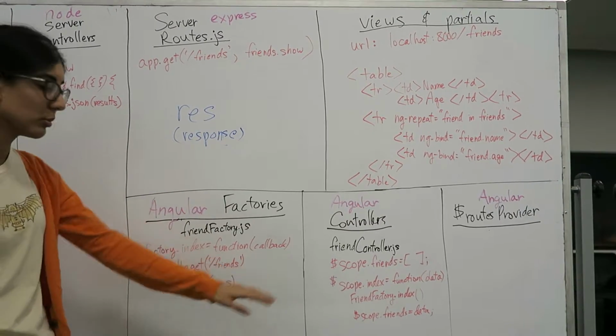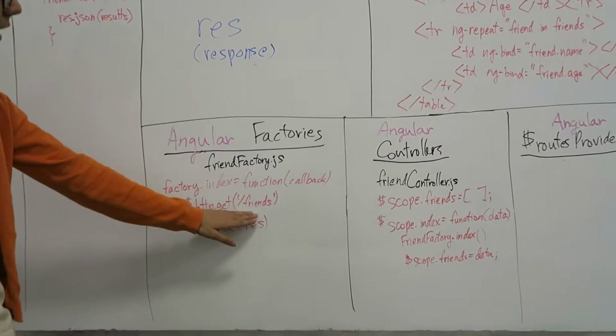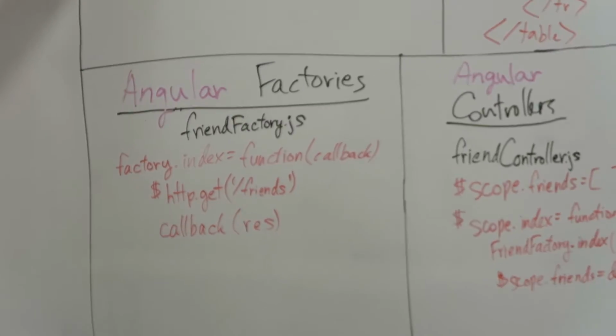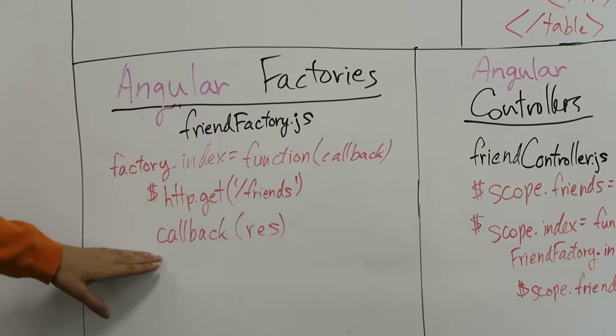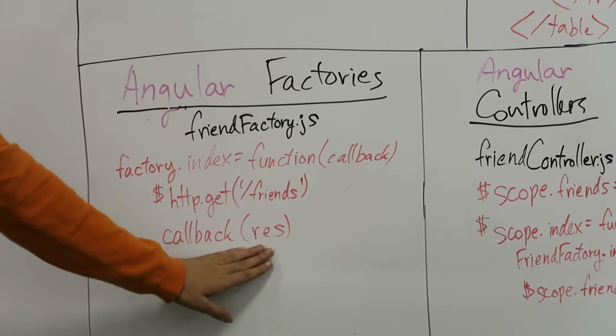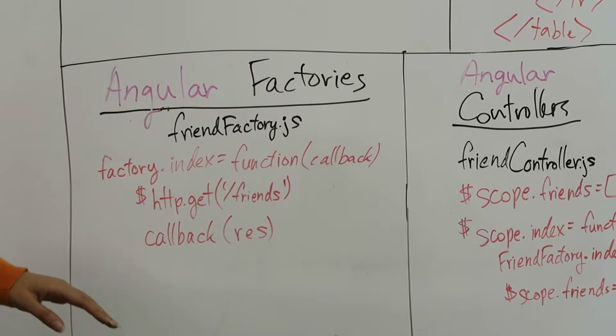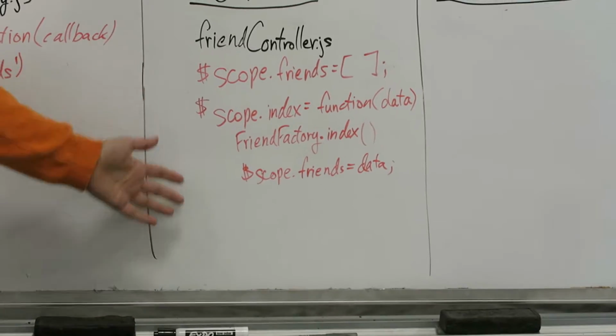First, we'll run an http.get method on /friends, which will take us to this route, and it has this response. And then after that, it'll run the callback function, the one that it brought in as a parameter, using this response as a parameter of the callback. Now, what the callback is, is over here in our Angular controller.